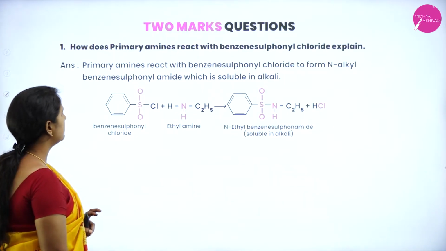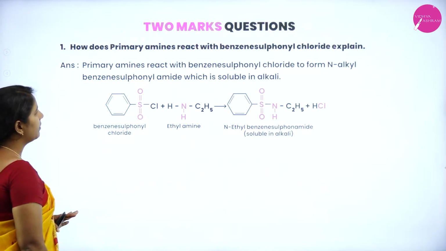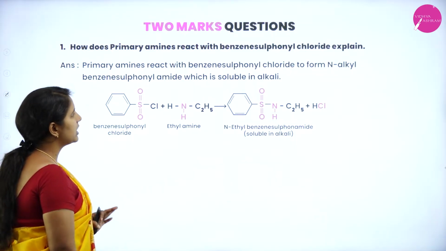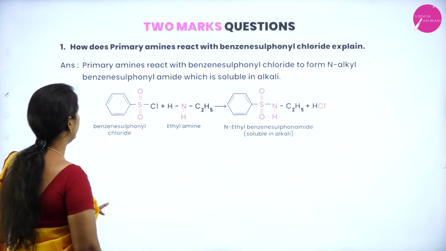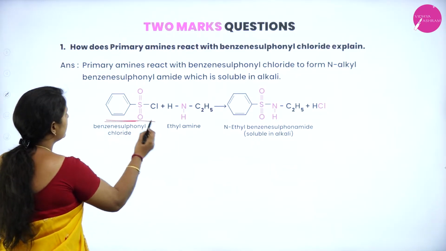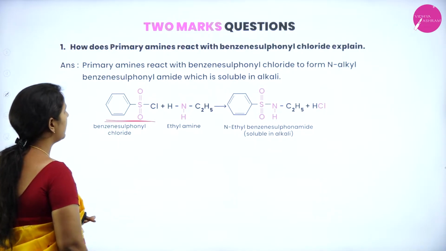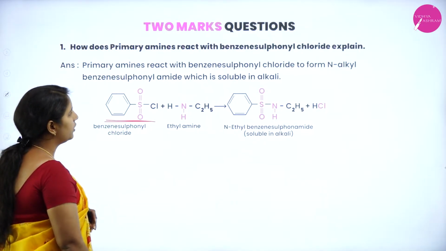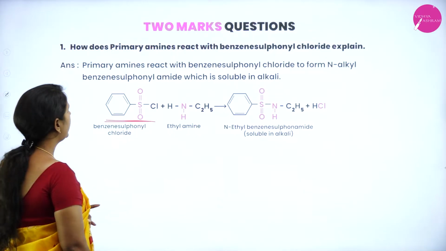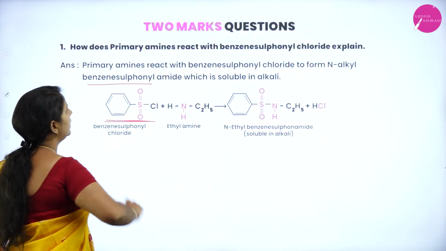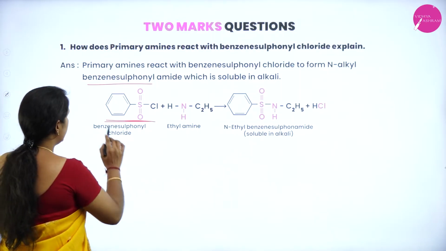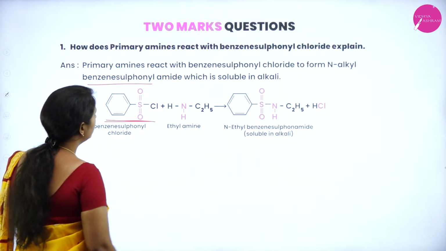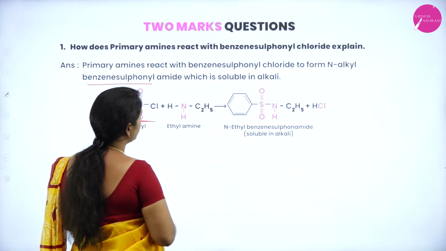In the 2 marks, we will see how primary amine reacts with benzene sulfonyl chloride, which is also known as what? Heisenberg reagent. So, this is our Heisenberg reagent. When a primary amine reacts with benzene sulfonyl chloride, it forms N-alkyl benzene sulfonamide, which is soluble in alkali. So, you can see that benzene sulfonyl chloride is allowed to react with the primary amine.